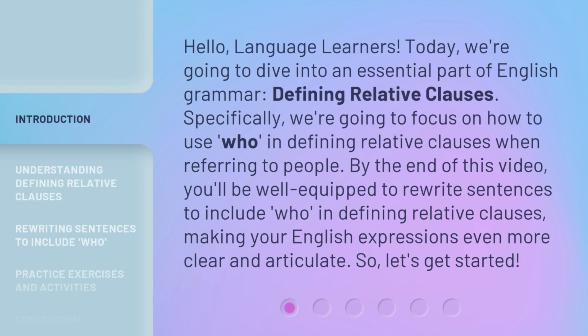Hello, language learners. Today, we're going to dive into an essential part of English grammar, defining relative clauses. Specifically, we're going to focus on how to use who in defining relative clauses when referring to people. By the end of this video, you'll be well equipped to rewrite sentences to include who in defining relative clauses, making your English expressions even more clear and articulate. So, let's get started.